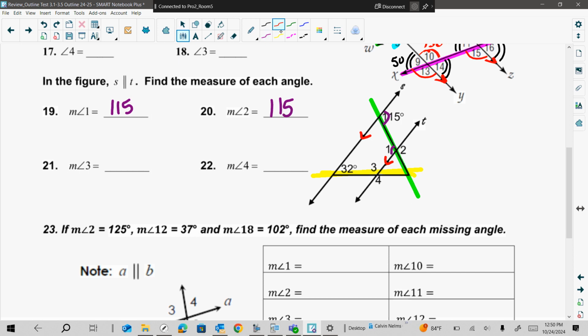Now to get to angle 3, what would the measure of angle 3 be using this 32 and this transversal? They are same side interior. What does that equal? 180. Okay, so how am I going to get to angle 3? No, I can't go to 115. That's not on that transversal. Angle 3 is on the yellow transversal. Subtract 32 from what? Yeah. So, yes, it's 148.